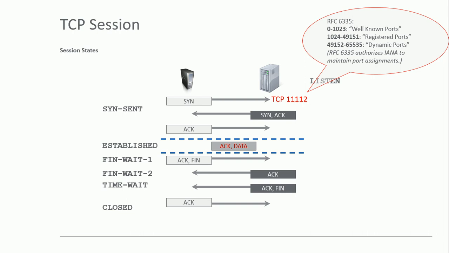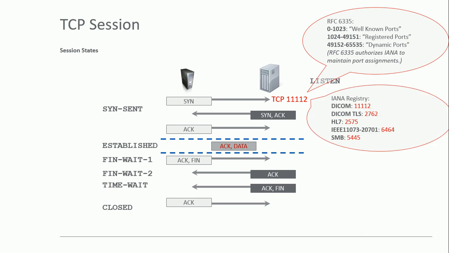And if you go look up the port assignments with IANA, so you can go to IANA's website, and if you look up DICOM, the official port for DICOM is 11112, so that's a registered port. DICOM TLS is 2762, HL7 is 2575, IEEE 11073 is port 6464, and that's used for medical devices outside of the medical imaging world. So that's just command and control for DICOM devices. SMB uses 5445 according to the standard, according to the IEEE registry.